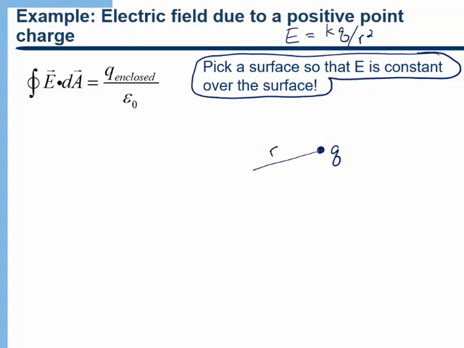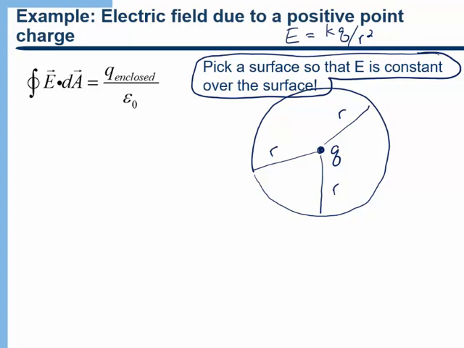Well, I've got to draw a surface that goes through the point where I want to know the electric field, and that I can argue the electric field is the same everywhere on that surface. Well, as long as I'm the same distance r away from the charge, no matter where I am on that surface, the magnitude of the electric field should be the same. So that surface meets the requirement.